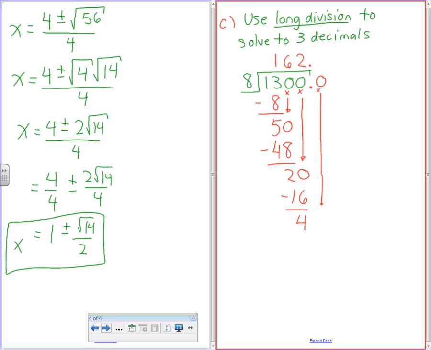Okay, so how many times does 8 go into 40? 5 times. And now we got our 0 remainder, so we're happy. Okay. So what we're going to say then, really, is 1300 divided by 8 is equal to 162.5.